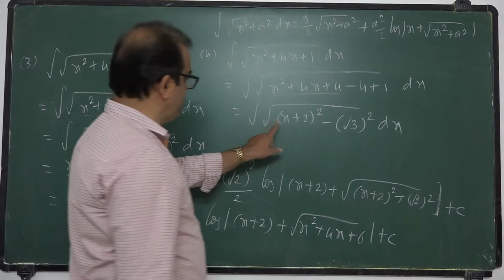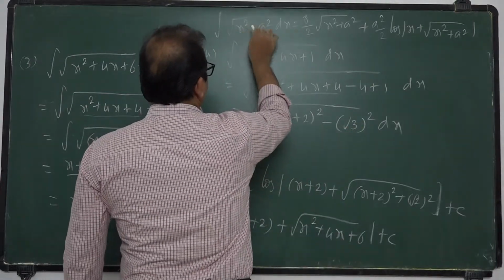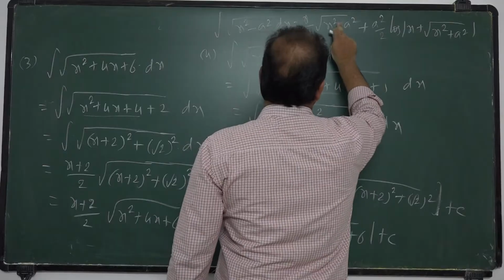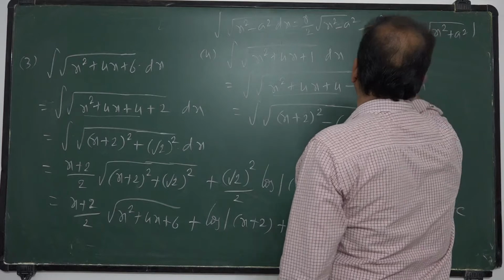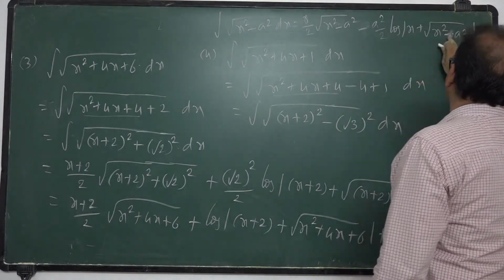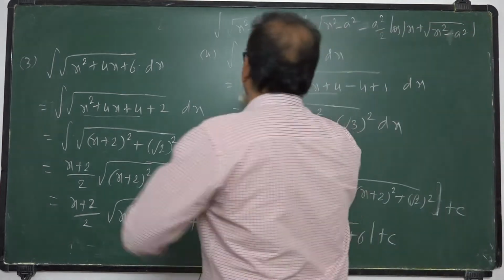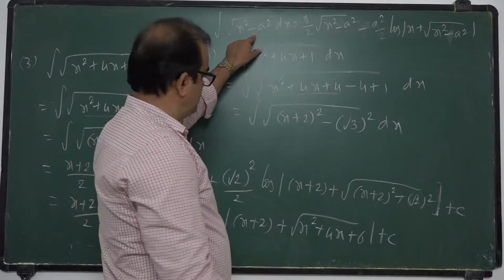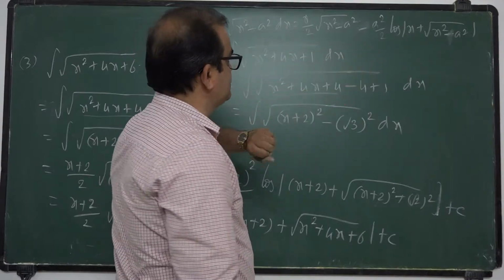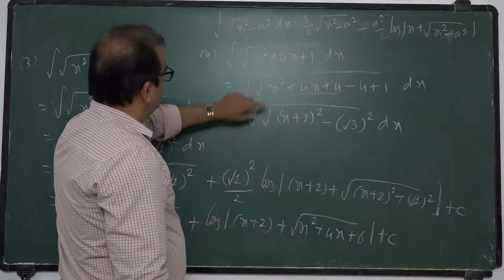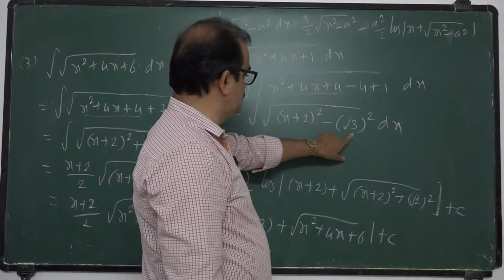Now it is in the form of integral root of x square minus a square. If it is minus, then the formula becomes x by 2 into root of x square minus a square minus a square by 2 into log of x plus root of x square minus a square. The only difference is in the sign. If it is plus, you write plus. If it is minus, you write minus. You apply that formula. In place of x, it is x plus 2. In place of a, it is root 3.